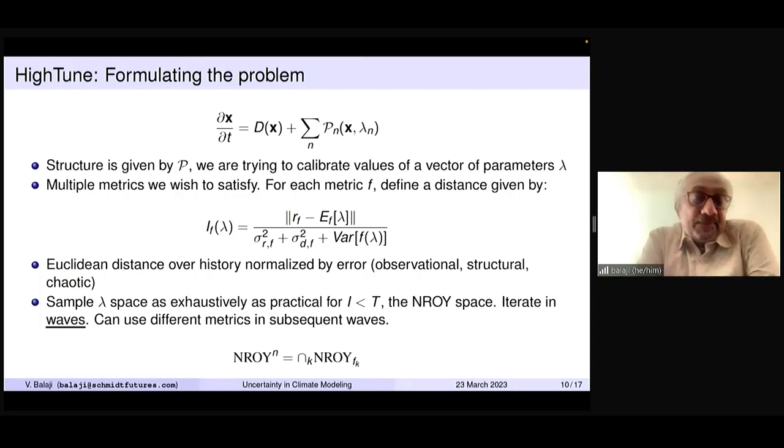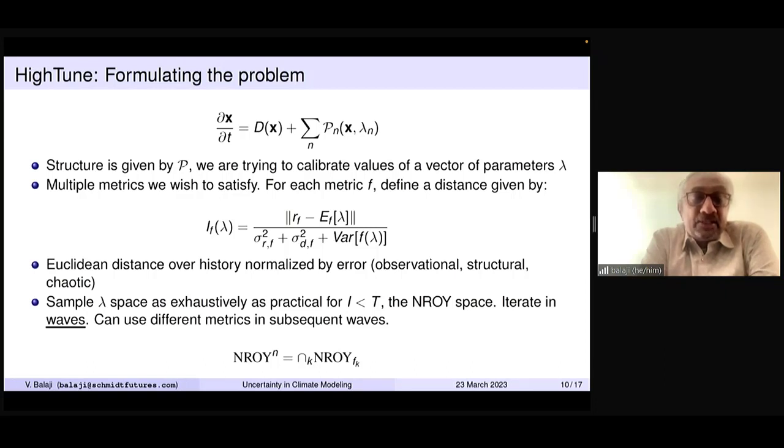If you notice, this is not doing an optimization. It is doing elimination. It is eliminating areas of parameter space that do not correspond to the data that you're working towards. And instead of applying a weight function, you can use different metrics in different waves.